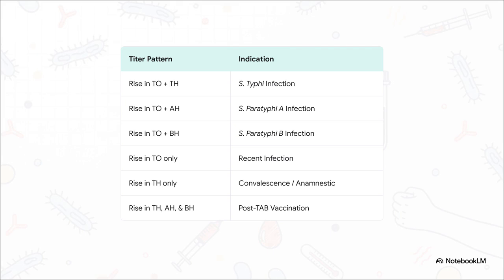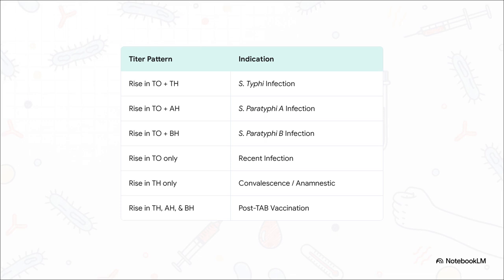If you see a rise in both TO and TH titers, you're looking at a Salmonella Typhi infection. If it's TO plus AH, you should suspect Paratyphi A. What if you only see a rise in TO? That suggests a very recent infection, since O antibodies pop up early.